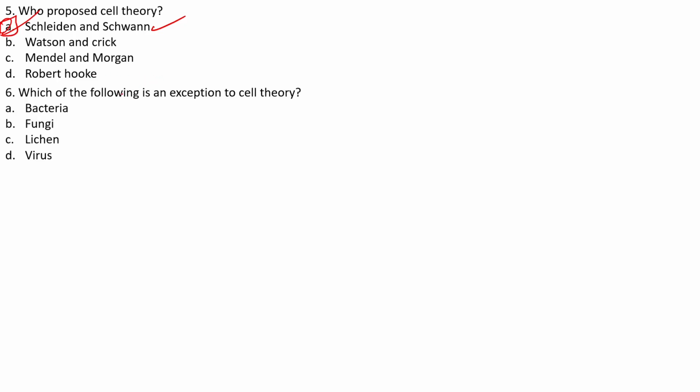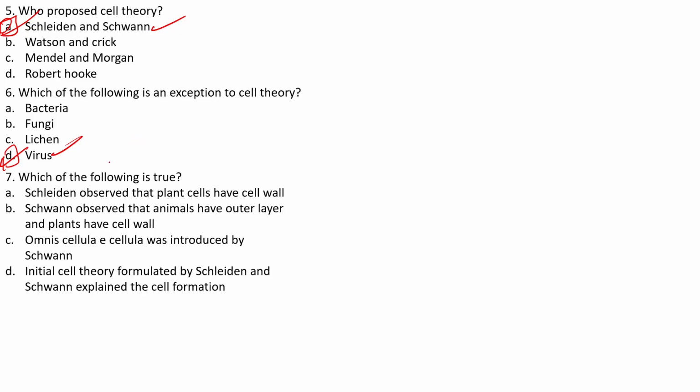The next question, a very simple question. Who proposed cell theory? Schleiden and Schwann, Watson and Crick, Morgan and Mendel, or Robert Hooke. The answer we all know, it is Schleiden and Schwann. A is our right answer. The next question: which of the following is an exception to the cell theory? Bacteria, fungi, lichen, virus. We have discussed in the first part itself that all living organisms are made up of cells. The exception mainly includes the viruses. Virus is an exception to the cell theory.